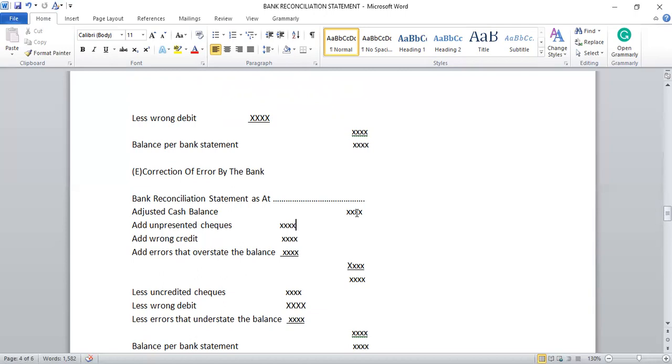Then the adjusted cash book balance added to this figure, you get this figure. Then these three, uncredited checks, wrong debits, and errors that understate the balance in the bank statement, you add all together to get this figure. So this figure, one of these should be equal to what? Your balance per bank statement.